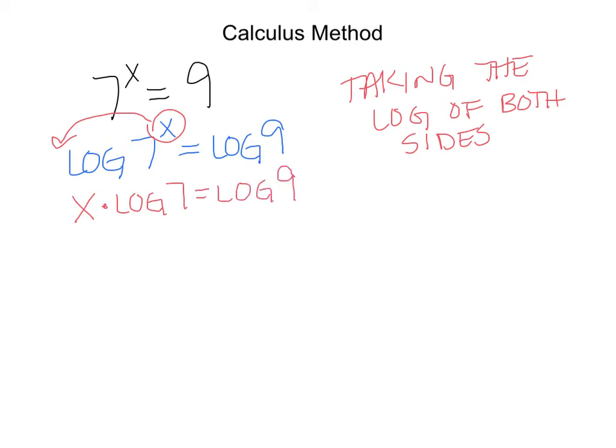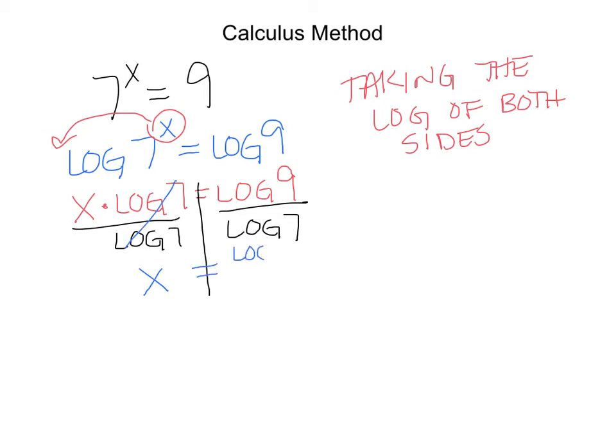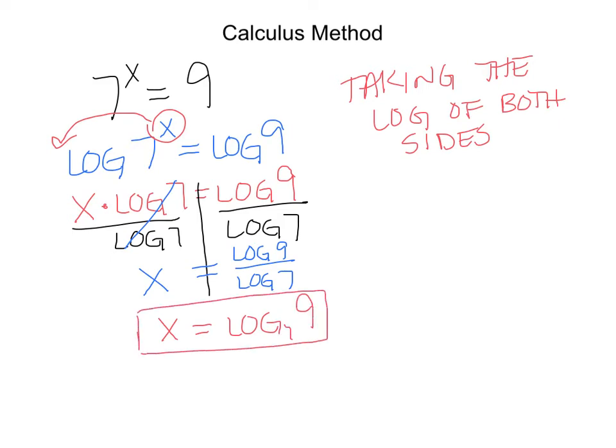Now, remember that the log of 7 is just a number. Same with the log of 9. So if I want to isolate x, which I have to since I'm solving, I can divide both sides by the log of 7. Then I end up with x by itself, because these cancel, equals the log of 9 over the log of 7. And if we use our change of base formula, we know that this is really the same as the log base 7 of 9, and we can leave our answer like that.